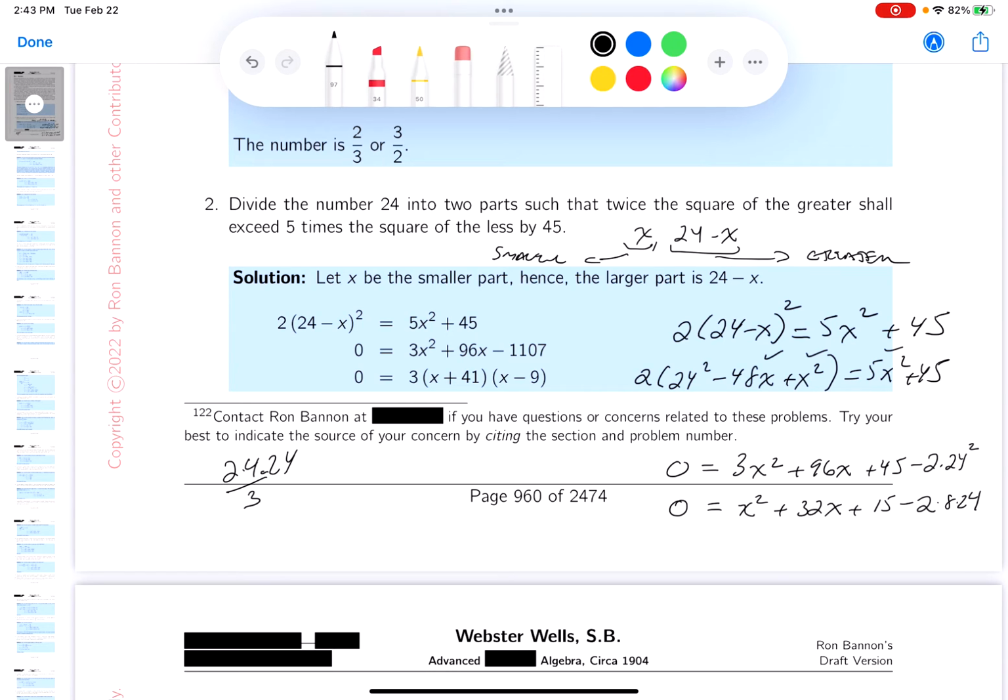And sometimes you still have to do the arithmetic. You're right. I still have to do it. And let's do that now. So we get x squared plus 32x. I'm going to get my eraser out. Erase my arithmetic over here. And I got to do something over here. So I got 15. Whoops. Minus 2 times 8 times 24.